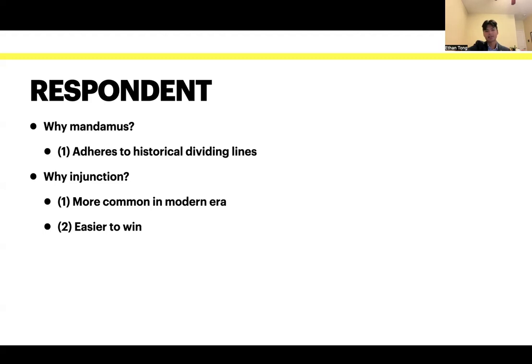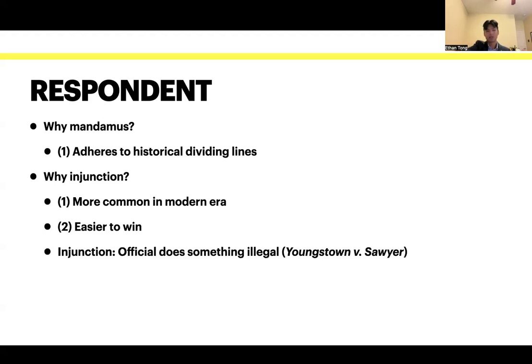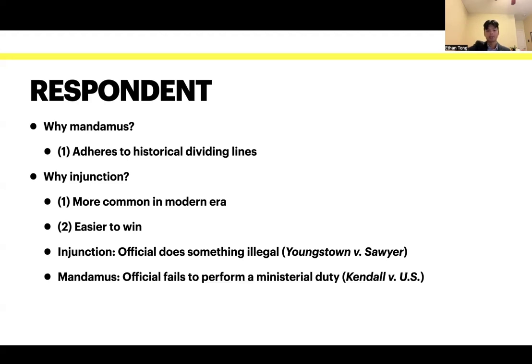And it's also slightly easier to win under an injunction, because the requirement for an injunction is just that if the official does something illegal, then the courts can issue an injunction. Whereas for a mandamus, they have to fail to perform a ministerial duty, and the definition of a ministerial duty is a little bit up in the air. A ministerial duty is something that you don't have discretion about. We talked about this in the case packet video, but defining what discretion means is a little bit ambiguous. So it's easier to win an injunction than a mandamus.